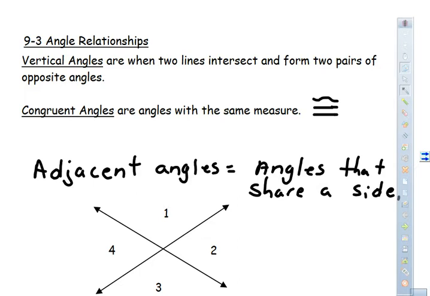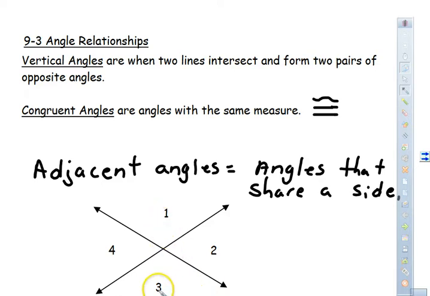Alright, so now what I need you to do is look at the first part, and it says vertical angles. A vertical angle is when there are two lines that intersect. They will form two pairs of opposite angles. This down here is what we would call vertical angles. This is where we have two lines that intersect, and they create those opposite angles.